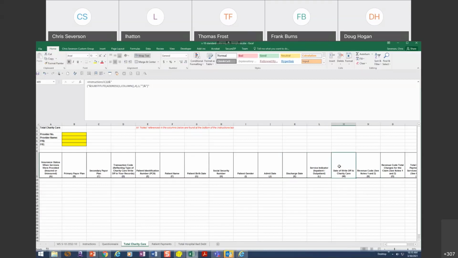Then we get to the date of write-off to charity care. Obviously, this is probably one of the most important pieces because we need to know whether that was in this period. So it doesn't matter when the service dates were, when the admit and discharge dates, we need to know the date of write-off. Now, that has to be in this cost reporting period. Even if the service dates were a couple of years ago, we need to know when it was actually written off in your financial accounting system to charity care.